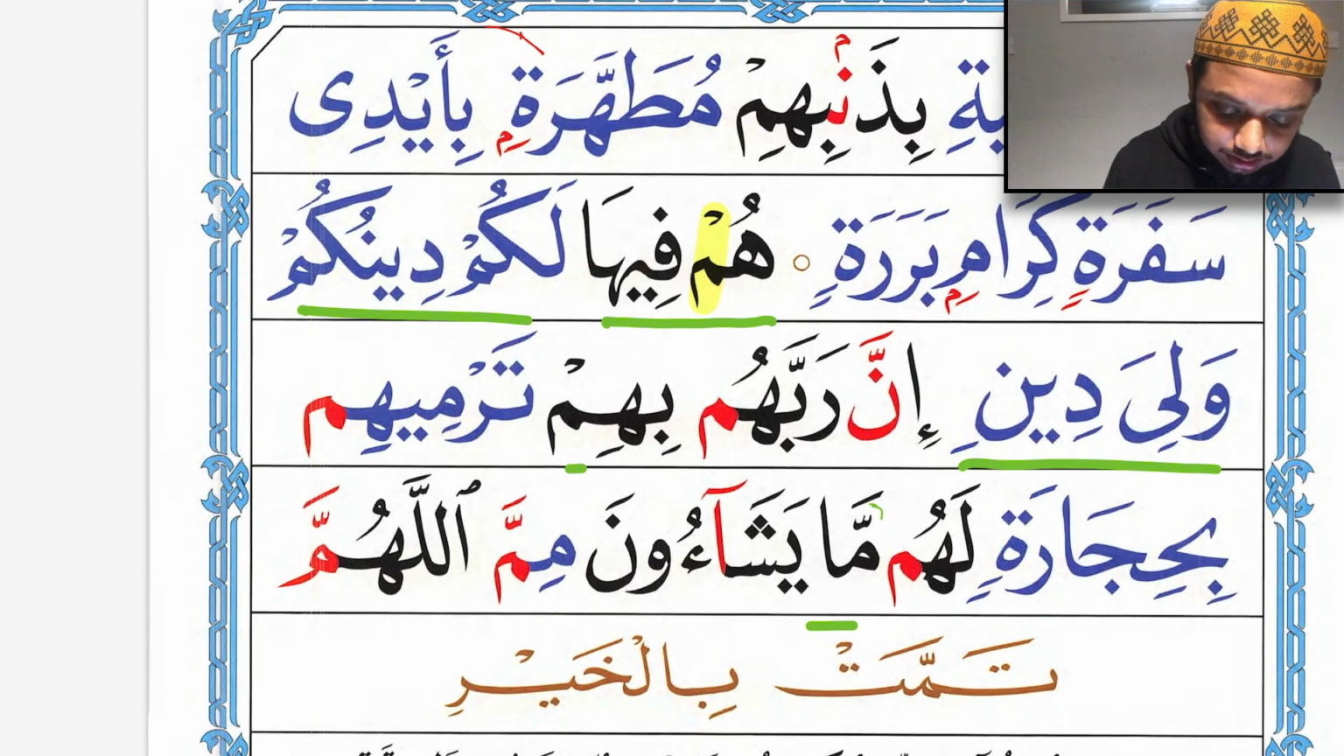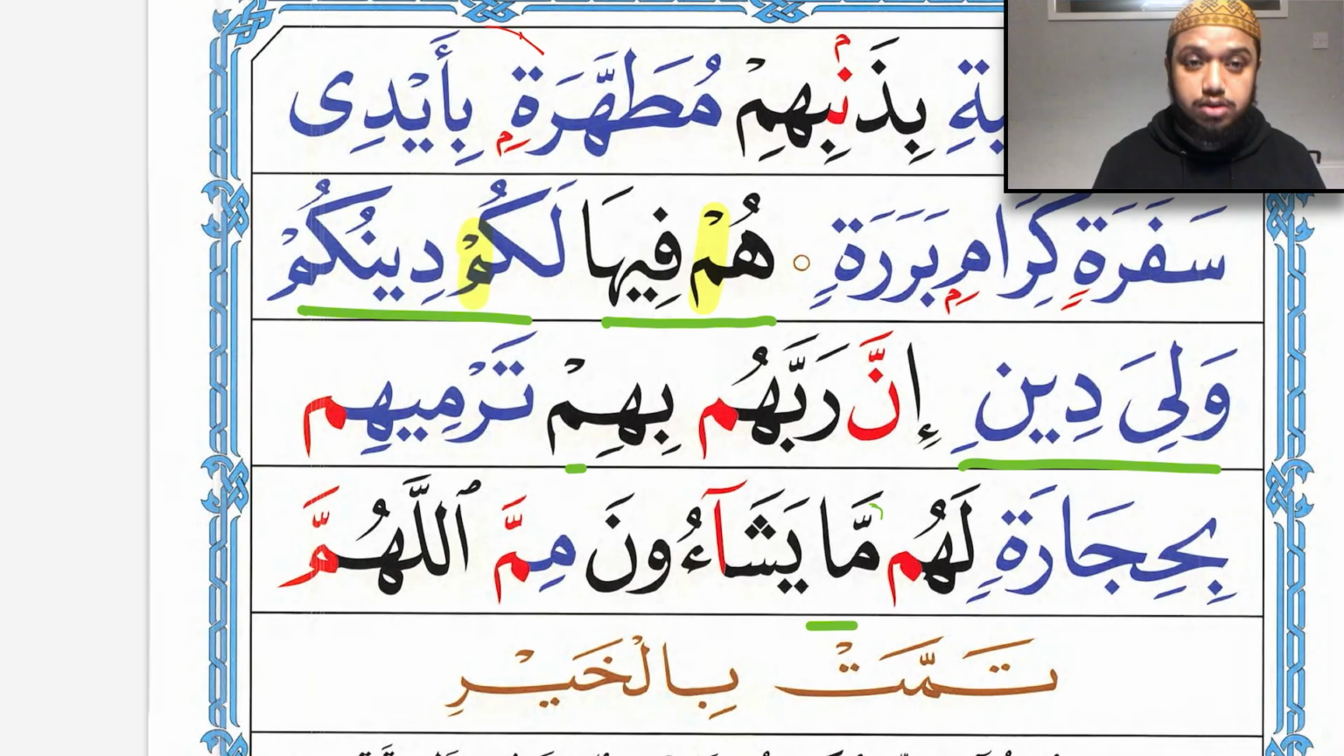Now we look at the next example. Lakum. Okay, we have Mim Sukun here, so we have to look at the next letter. It's not a Ba, so we won't do Ikhfa Shafawi. It's not a Mim, so we won't do Idgham. That means we must do Idhar. We will just read it clearly as it's written. We will make the Mim clear. Lakum dinukum.